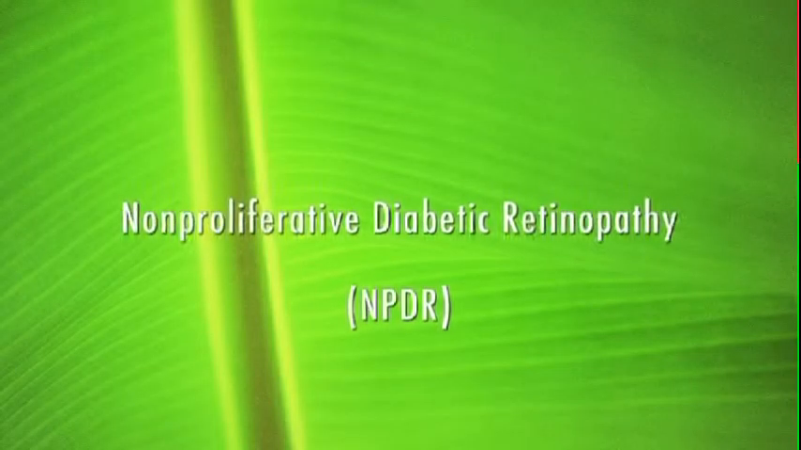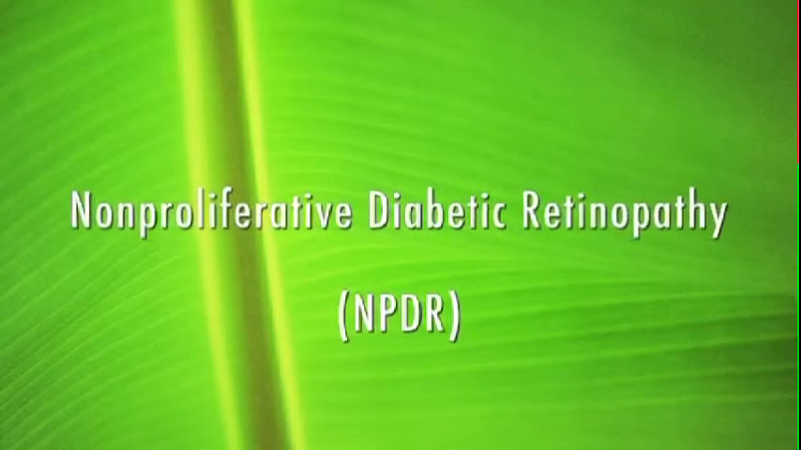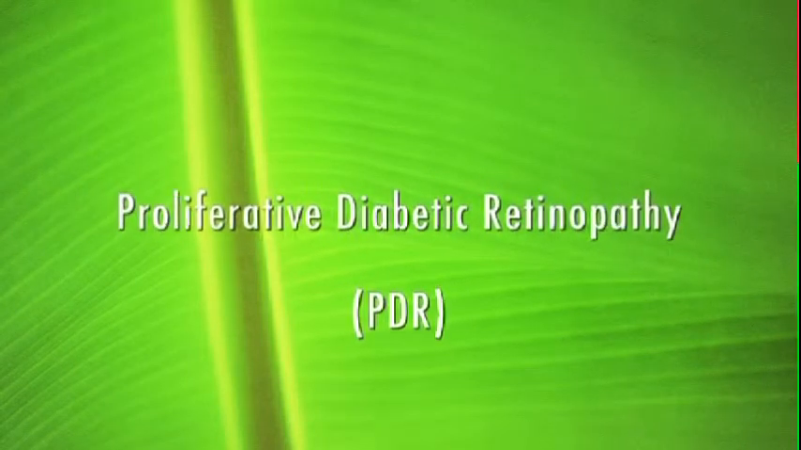There are two types of diabetic retinopathy that can lead to vision loss. One type is called non-proliferative diabetic retinopathy, or NPDR. Another type is called proliferative diabetic retinopathy, or PDR.